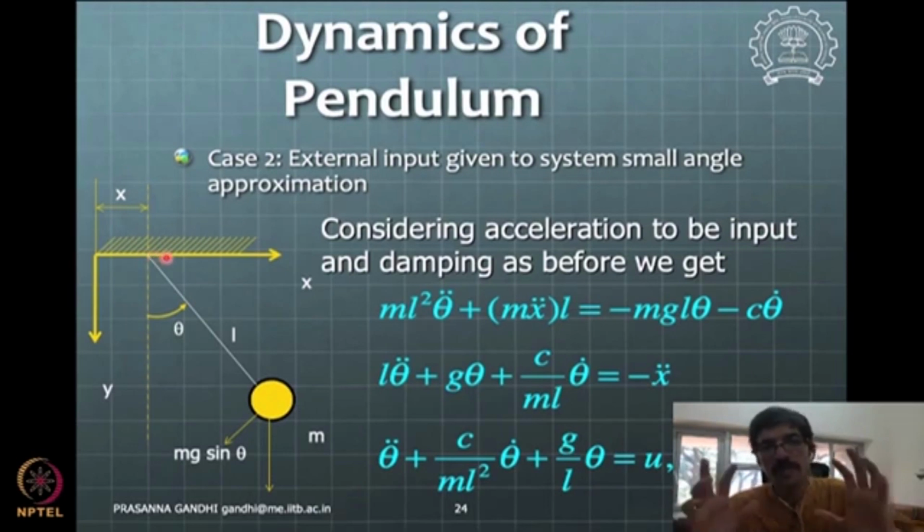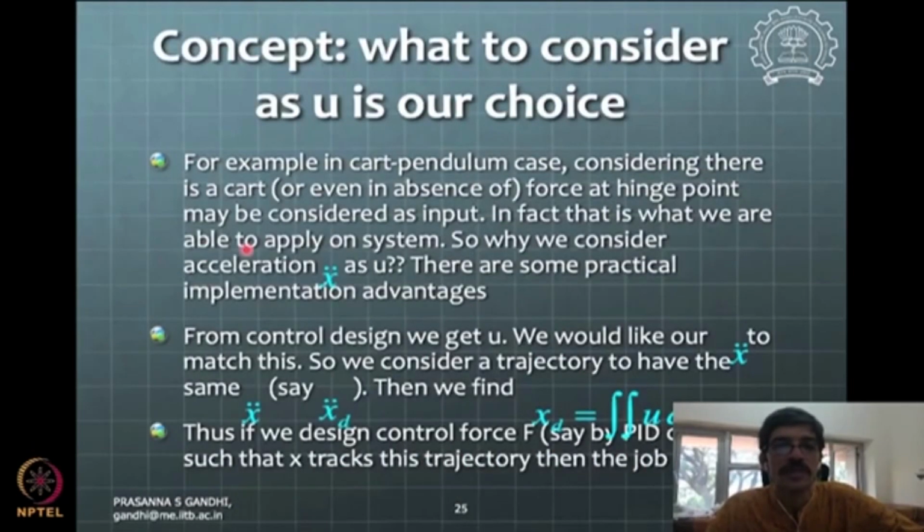That is how I can plan my whole control implementation. Okay, so from control design we'll get U, and we would like our x double dot to match these. So we consider trajectory to have the same x double dot, so this xt double dot. Okay, then we find xt double dot.